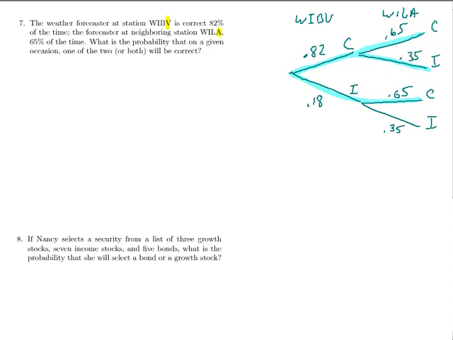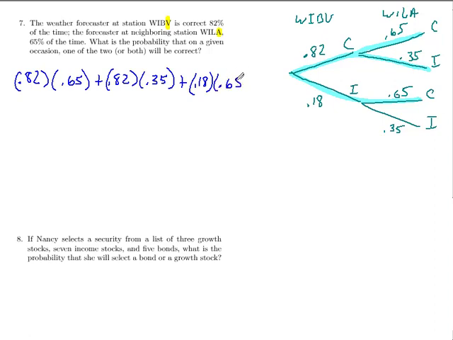So in terms of our answer, this is 0.82 times 0.65 plus 0.82 times 0.35 plus 0.18 times 0.65. So these two are only one person correct, and this is both of them being correct.